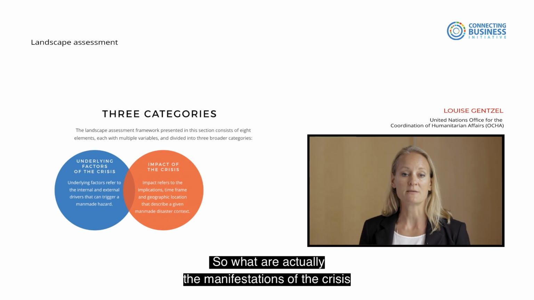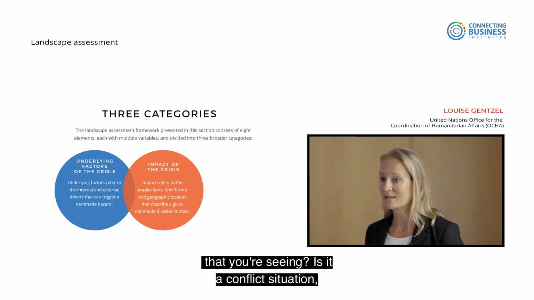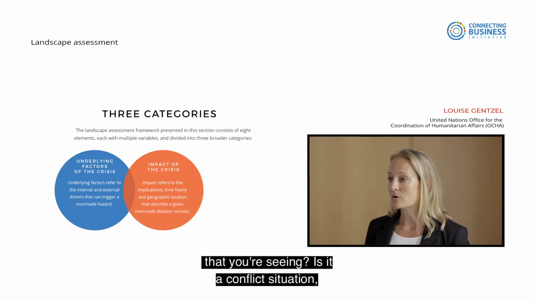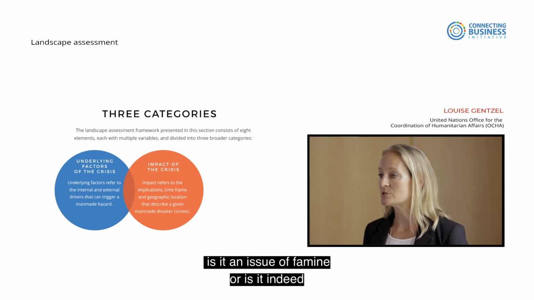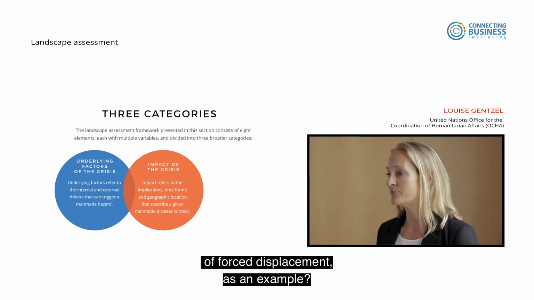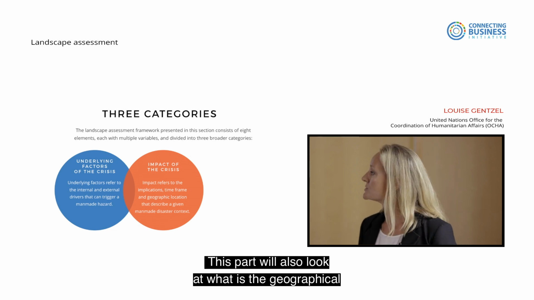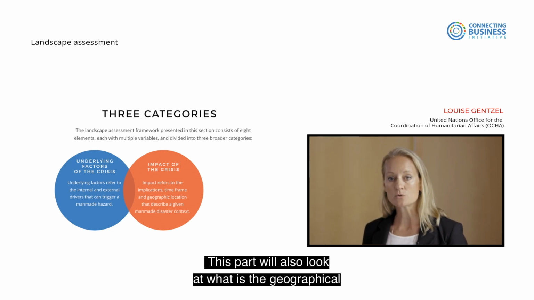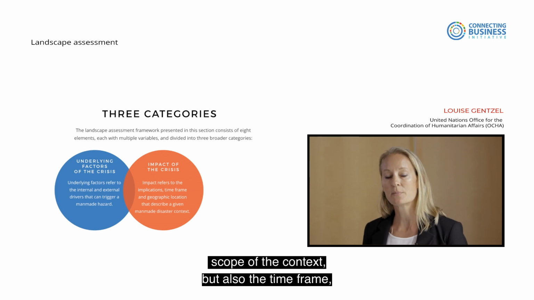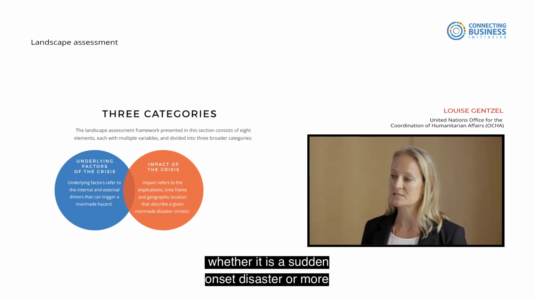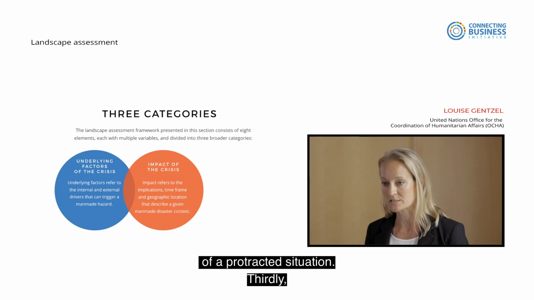So what are actually the manifestations of the crisis that you're seeing? Is it a conflict situation? Is it an issue of famine? Or is it indeed a forced displacement, as an example? This part will also look at what is the geographical scope of the context, but also the time frame, whether it is a sudden onset disaster or more of a protracted situation.